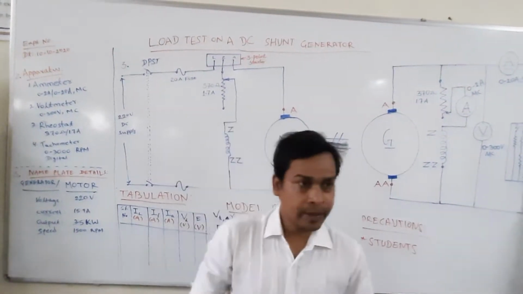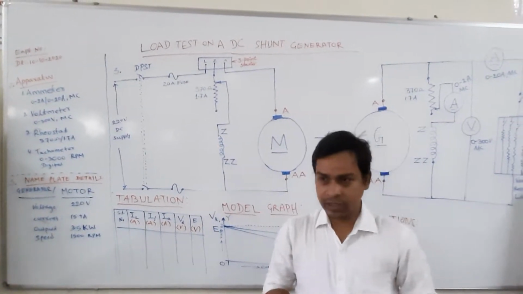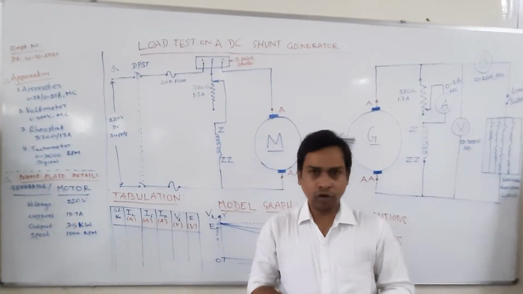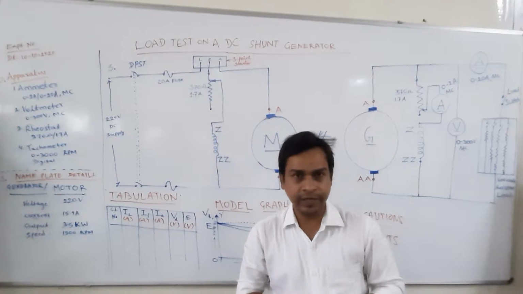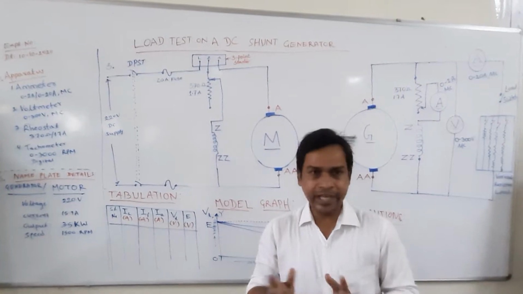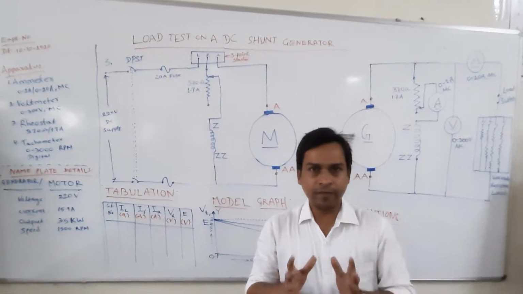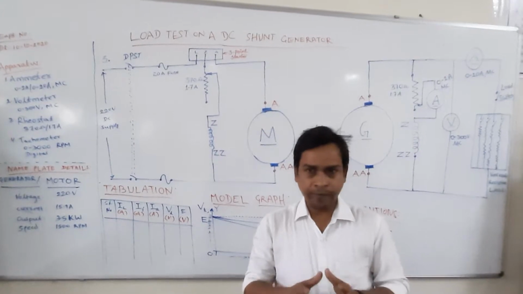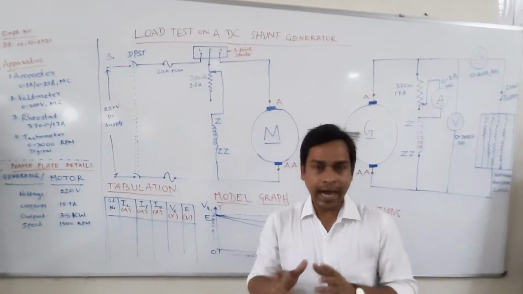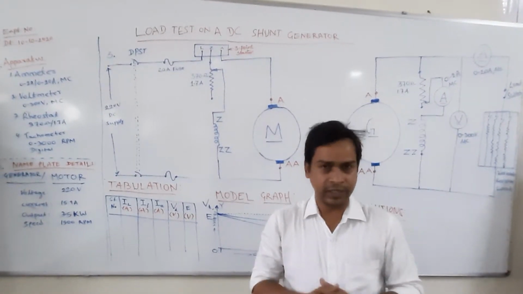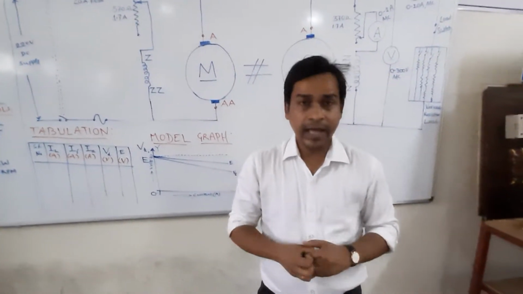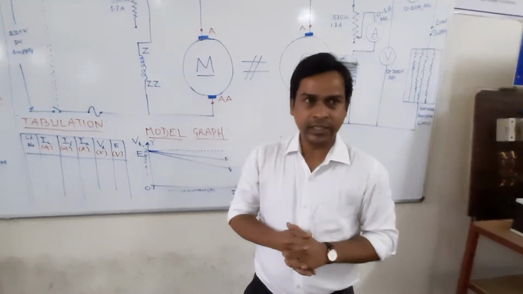Now first, why do we want to do this experiment? What is the information that we are going to get? A DC generator has 4 characteristics. Out of that, one is known as the load characteristic of DC shunt generator. Whenever we talk about characteristics of any equipment, it gives some information about that equipment. When I perform a load test on a DC shunt generator, I am going to understand some behavior of the DC generator, how it acts. That is why we are doing this experiment.